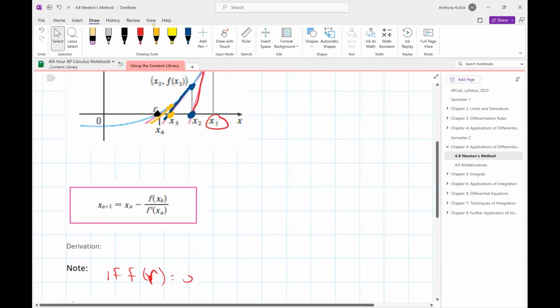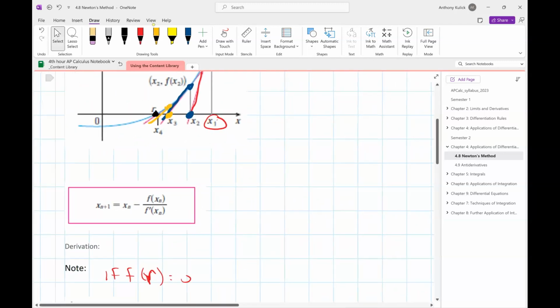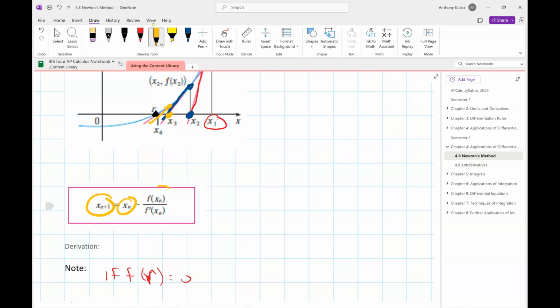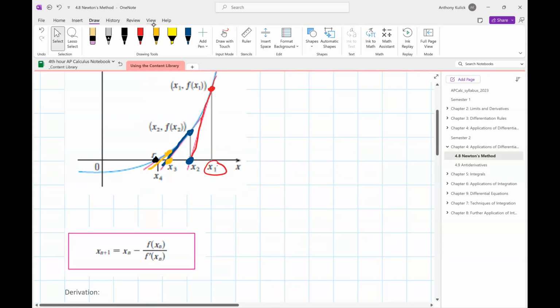So the formula for that is that your next x-intercept is equal to the previous x-intercept minus this quotient. The function evaluated at that previous x-intercept divided by the derivative of your function evaluated at that previous x-intercept. So let's just show you where this formula is coming from. Does that sound good to you guys?